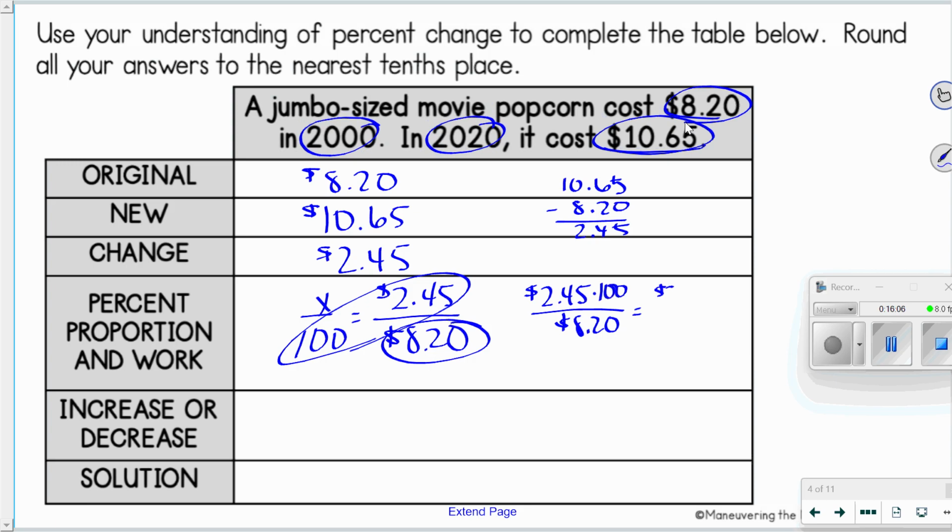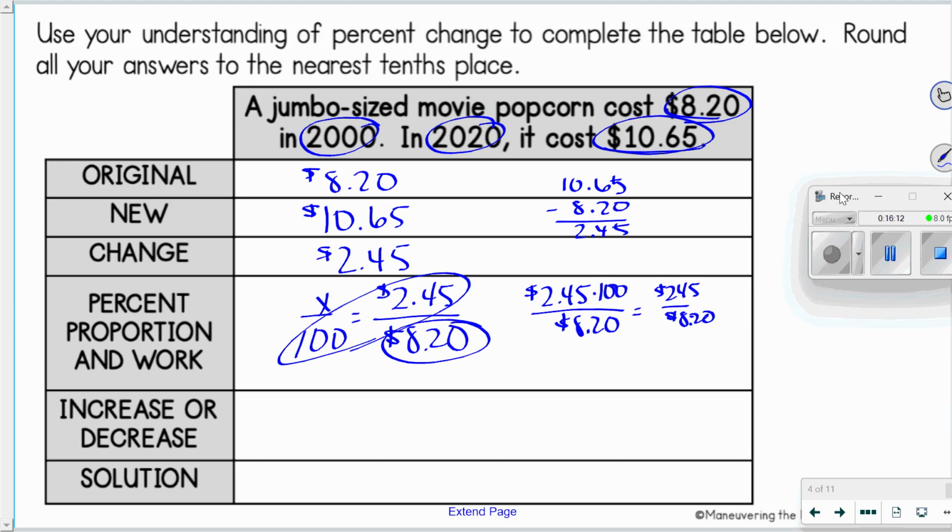So that becomes $245 divided by $8.20. Meaning I take 245 divided by 820. First thing I need to do is get rid of the decimal in my divisor. So I add the 2 zeros on the inside, move my decimal place. Will 820 go into 2? No. Into 24? No. 245? No. So I'm at 2,450 before I can do anything.